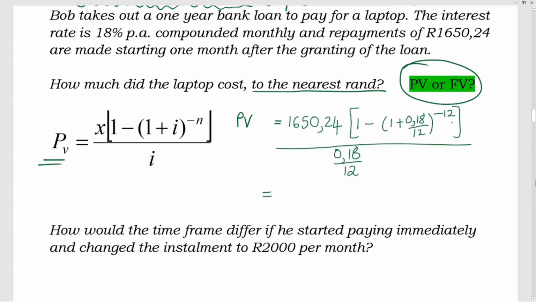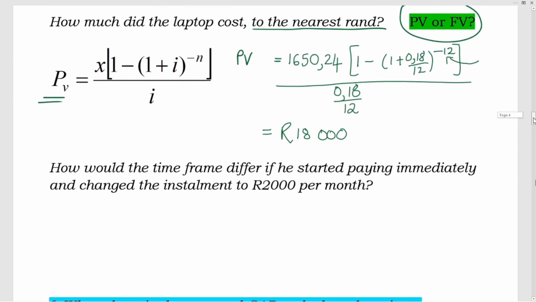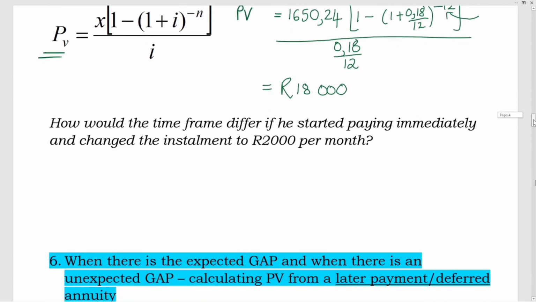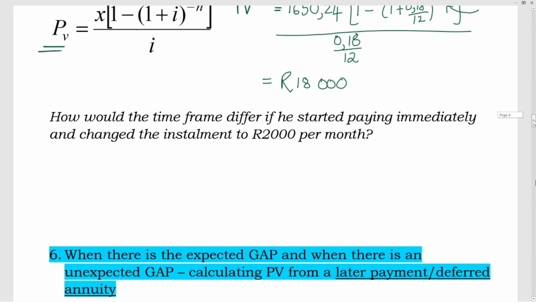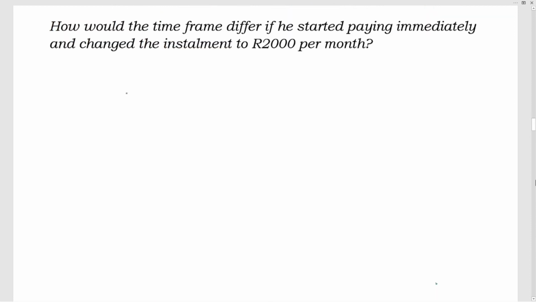Just a word about the 12. Where does that come from? Well, we were told he takes out a 1-year bank loan. That's a little unusual, and I think it's worthwhile making a point of it. So that's why I have 12 in my N. And when we type this all out, we get an answer that's just over 18,000 Rand, 18,000.00139. Right, so that part is normal. We've done that before. I just want to show you what happens if we now change it up a little bit. So we know the laptop is 18,000 Rand, and we've rounded off to the nearest Rand.